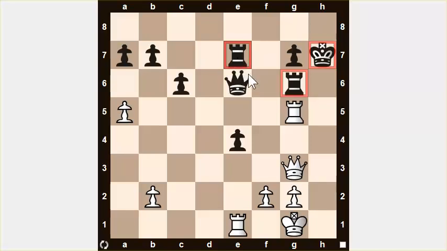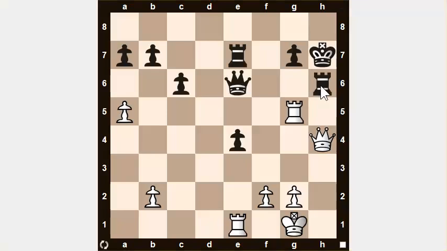So let's follow our process. The next step is to calculate all the checks. This check move, what if black just blocks the check? It seems like we didn't achieve anything.